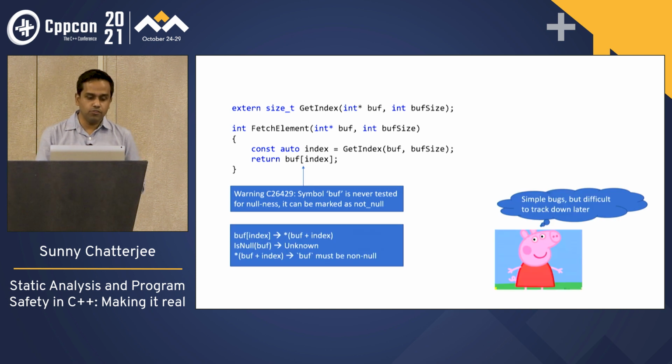And what the analyzer is doing here is really a simple flow analysis. It is looking at that dereference buff index, which is a dereference into an offset from buff, and then it's trying to ascertain if that buff is null. Now, the analyzer has no evidence that the buffer is null here in this function. It could be anything. So it says for this dereference to be valid, buff must be not null. Now, our programmer, Peppa, is pretty happy with this because it's a simple bug, but it's difficult to track down later.